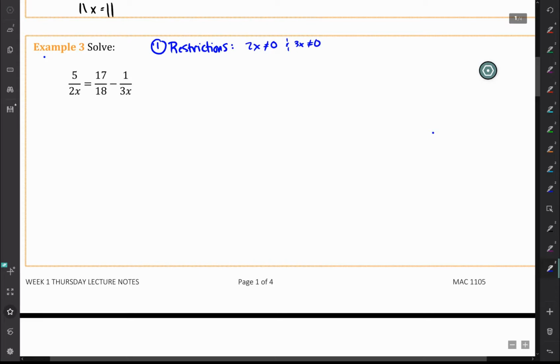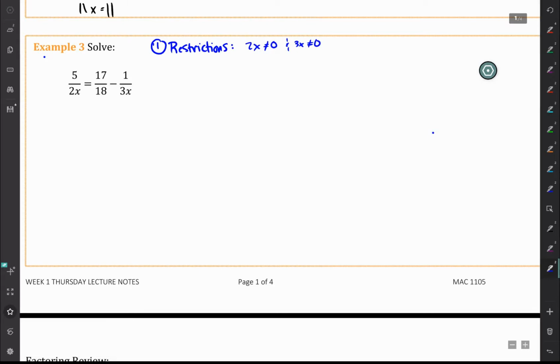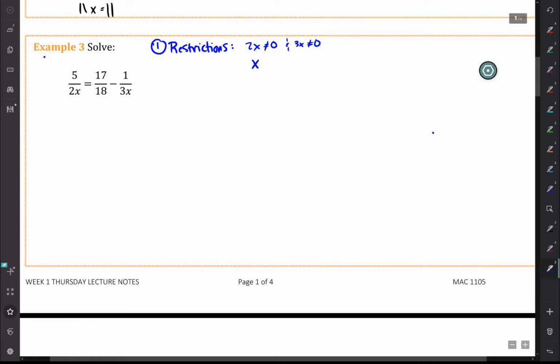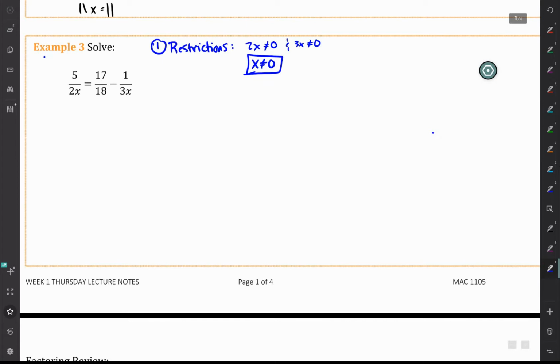So if 2x equals 0, that means x has to equal 0. Just divide both sides by 2 or divide both sides by 3. So this is really saying that x cannot be equal to 0. That's our one restriction. Because if that happens, then our denominator is equal to 0 and we're getting undefined quantities.